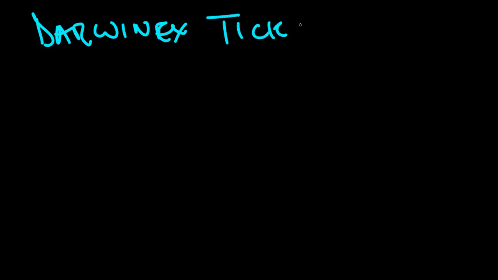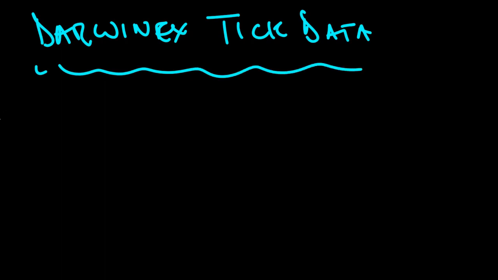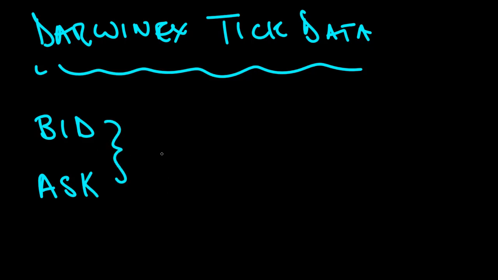Let's first go through what the Darwinex tick data archives look like. So we'll just quickly have a little title here, Darwinex tick data, and inside each archive you'll find is compressed using gzip. Once you uncompress the file and look inside its contents, there are two types of files. You'll have a bid file with bid in the file name representing bid prices, and you'll have ask. Each of those will follow this format.